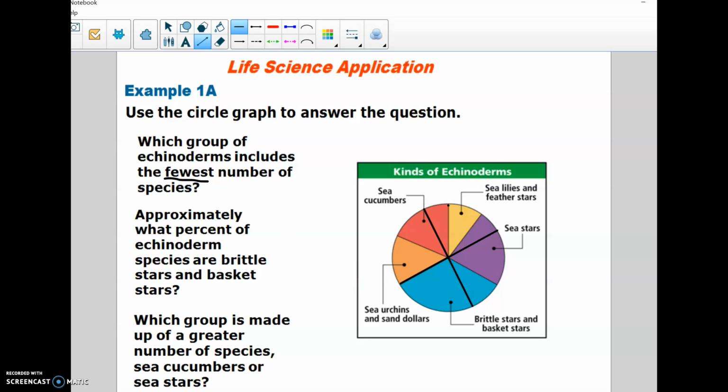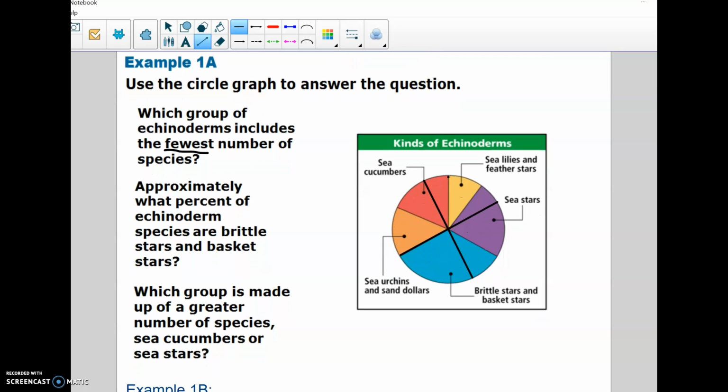Next one, which group is made up of a greater number of species, sea cucumber or sea stars? Here's sea cucumber, the red, and sea stars is purple. Well, this purple slice is larger, just by a little bit. So I would say sea stars.